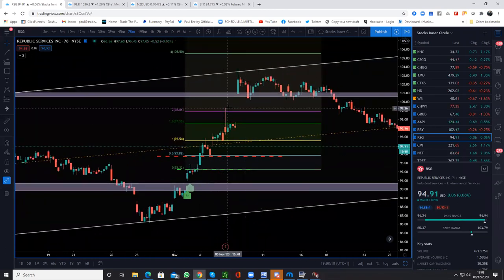Let it go, get earnings. Do you want to carry it through earnings? Yes, it's in a bullish trend. Last earnings have been really good. Let it go, gaps up, boom, take your profit. So this is just an example.